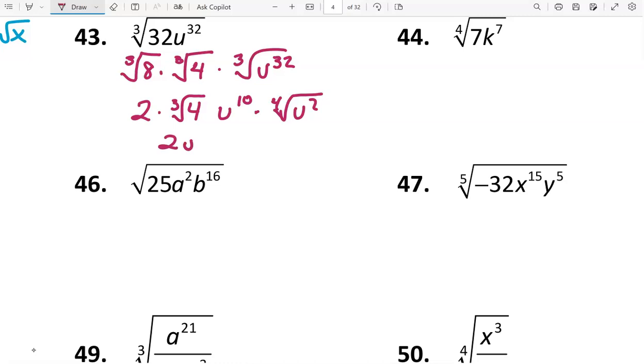So now just rearranging so that we have all our factors on the outside. On the left here, that's 2u to the 10th times the 3rd root of 4u squared.